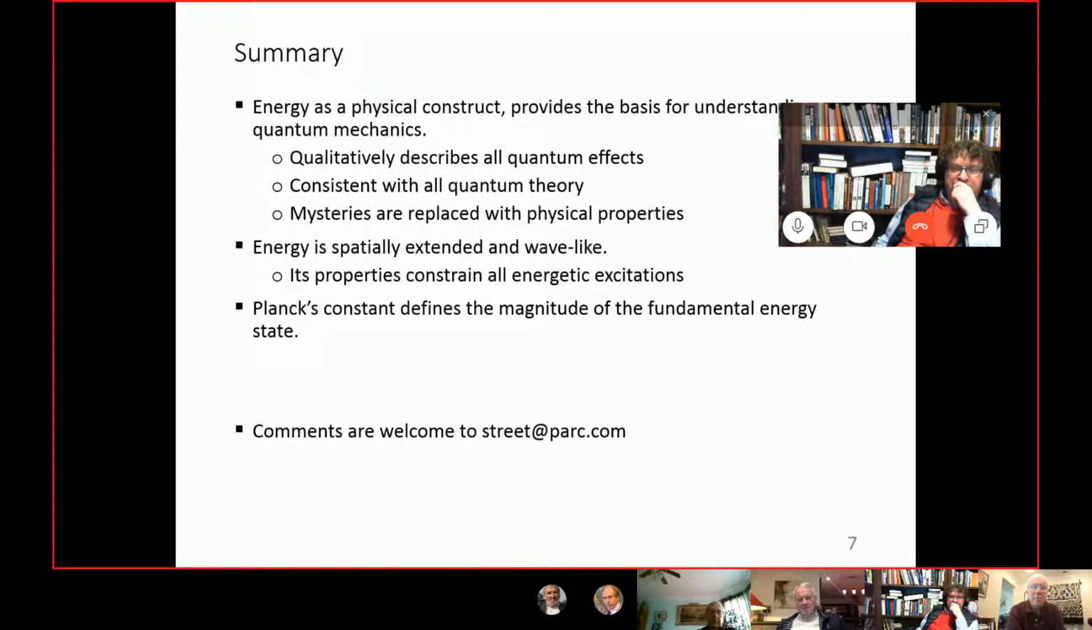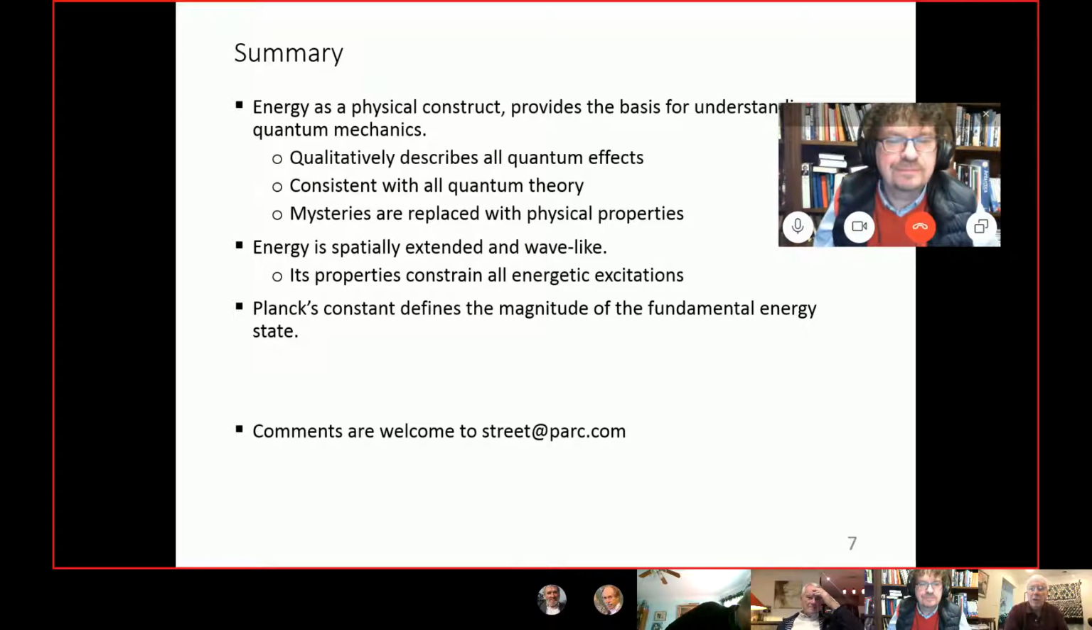So to summarize, the proposal here is that energy is a real physical construct, entity. I'm not sure what a good word for it is, and it is the properties of energy that provide the basis for understanding quantum mechanics. I'm trying to make the case that qualitatively it describes the quantum effects in a way that seems to me rather straightforward and understandable. It seems consistent with quantum theory, and clearly this is what quantum theory is describing.